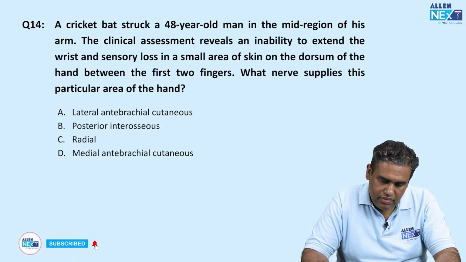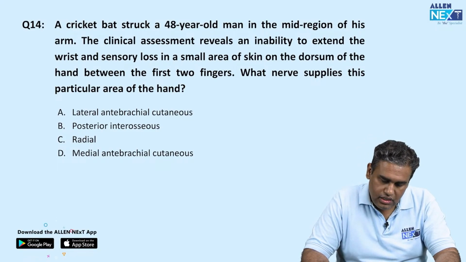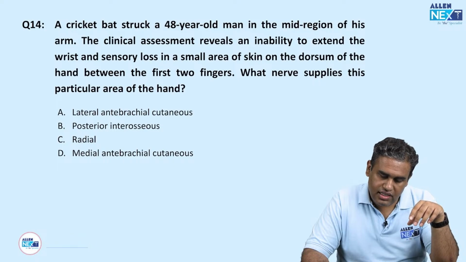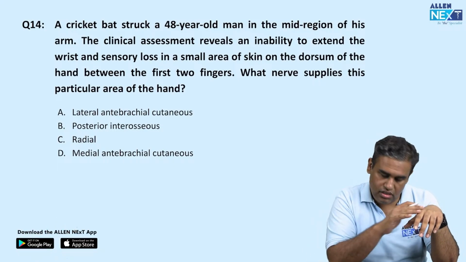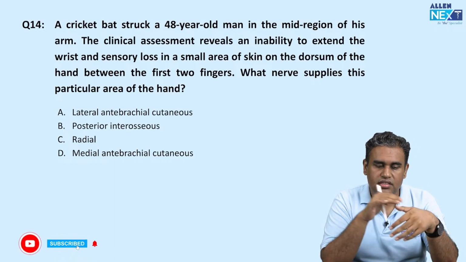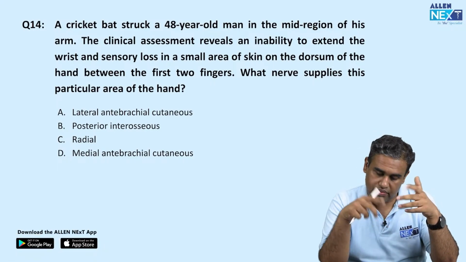A cricket bat struck a 48-year-old man in the mid region of the arm, the mid part of the humerus, right? The clinical assessment reveals an inability to extend the wrist, that is, there is wrist drop, and sensory loss in a small area of skin on the dorsum of the hand. There's sensory loss between the first two fingers, the first and second finger. Here there's some sensory loss, and there's wrist drop.